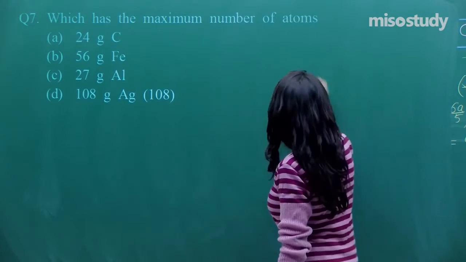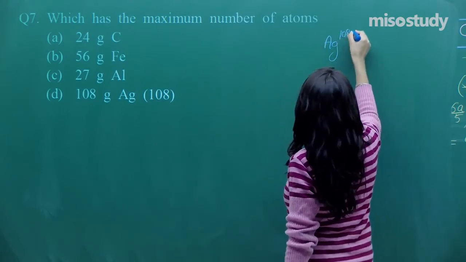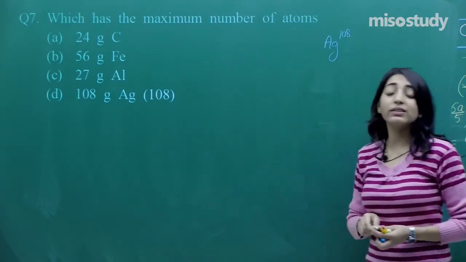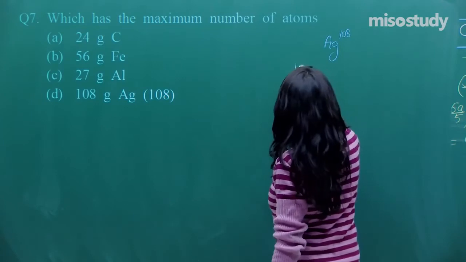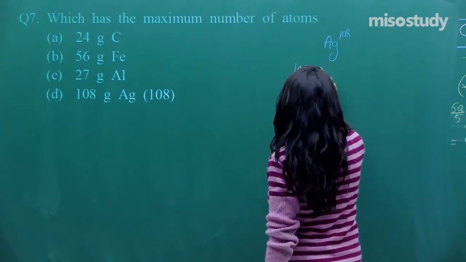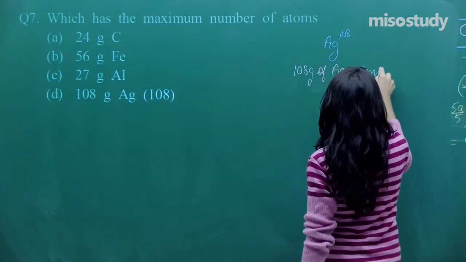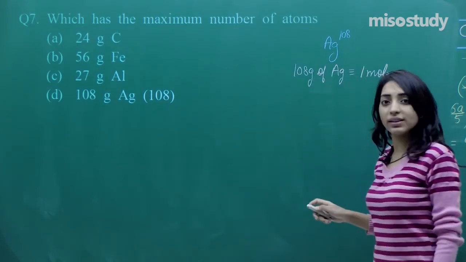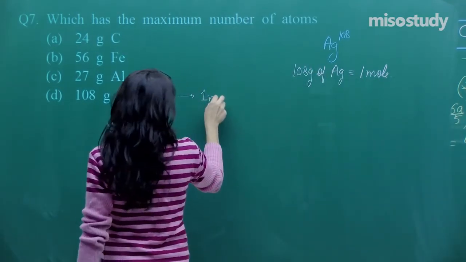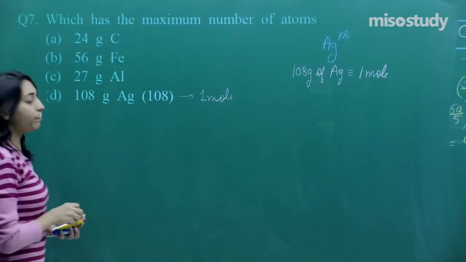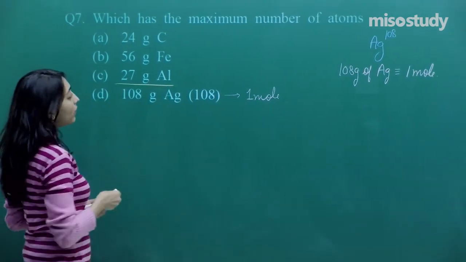Silver 108 simply means that the molar mass of silver is 108 grams per mole. So can I simply say that 108 grams of silver will simply mean 1 mole of silver atoms, right? So let me simply write 1 mole here, right? Similarly, 27 grams of aluminium.